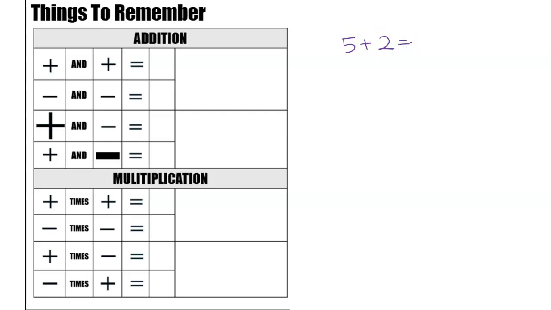If I were to add two positive numbers, 5 plus 2, I would get a positive answer. Okay, now let's think about what happens if I add two negative numbers together. So let's just change this up. This is the example we just did a little while ago. If I have a negative 5 plus a negative 2, that gives me a negative 7. So when you are adding signs that match, the answer always has the same sign.